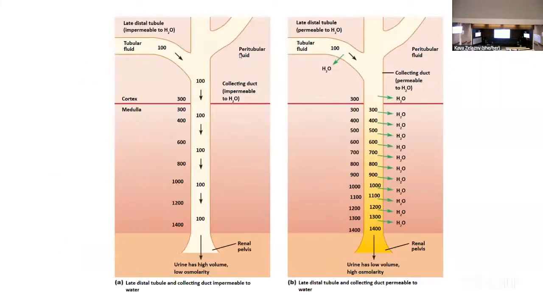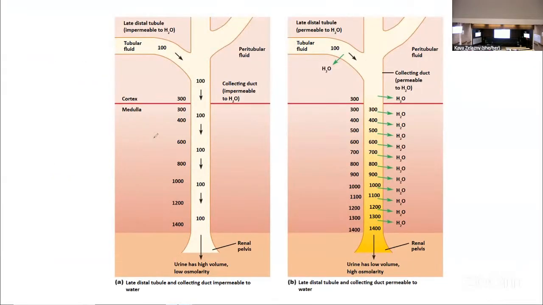Okay. So on this next page, we see the situation on the left where we have a distal tubule and collecting duct impermeable to water. So this is our no ADH version. Okay. So we can see that we have that low osmolarity, high volume of urine as we leave the kidney, right? So we're at 100. But on the right-hand side, we see what happens when we do have ADH present, right? So yes to ADH. Okay.